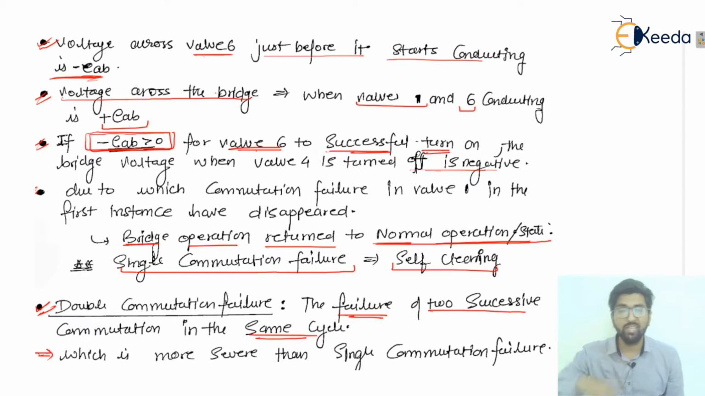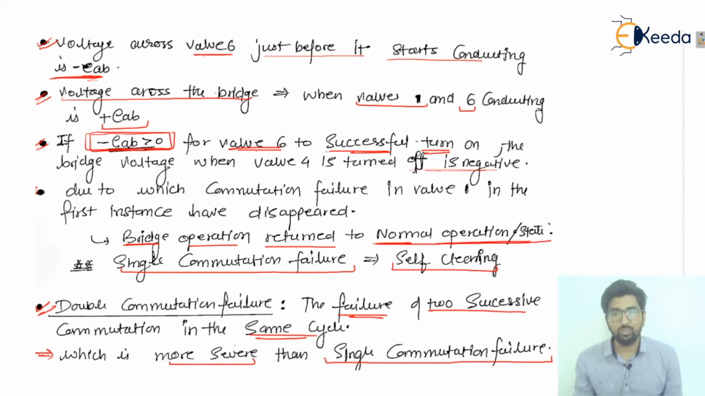So we have two kinds of commutation failure: one is the single commutation failure, another is the double commutation failure. The double commutation failure is going to be more severe than the single commutation failure. Double commutation means that in one cycle there are two successive commutation failures, so it is more severe compared to the single commutation failure.